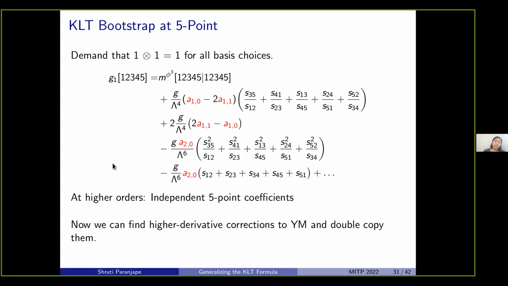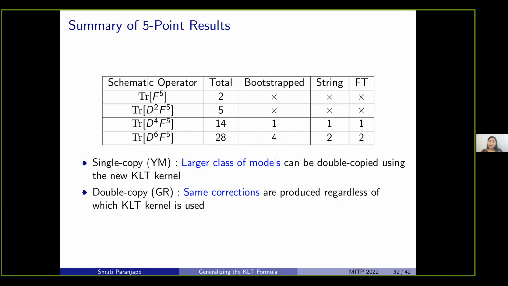Okay, so now that we have this, we can find BCJ compatible corrections to Yang-Mills and then double copy them. And this is what we find. Again, so this is in the self-dual sector, I should say. But we find that there are more things we can double copy with the generalized kernel.